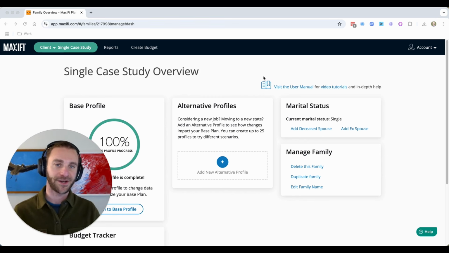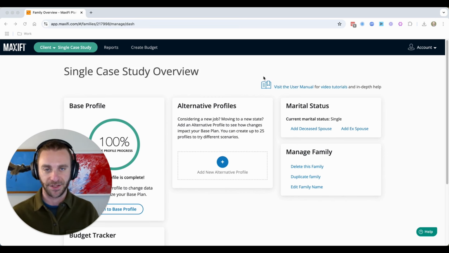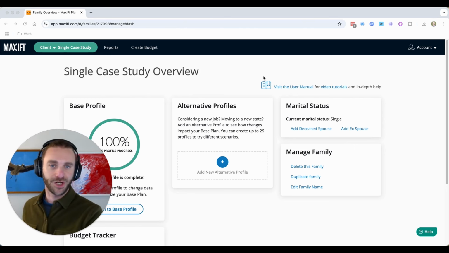Today, I am particularly excited to demo the brand new Roth Conversion Optimizer. Over the next 5 or so minutes, I'm going to talk briefly about Roth Conversion 101 and then demo the tool here for you today.